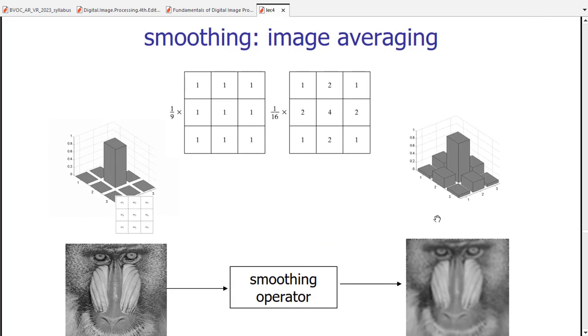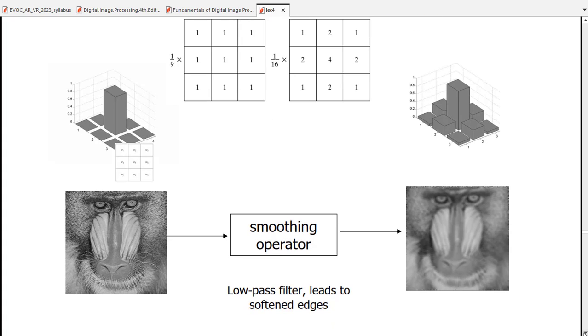Smoothing or image averaging. Here this is a smoothing operator, as opposed to sharpening. For smoothing, it's 1 by 9 times a kernel of all ones, and then 1 by 16 times different kernels with partially rounded values. So now we have 1 2 1, 2 4 2 and 1 2 1. Depending on these values, the smoothing operator works as a low pass filter, leading to softness of the edges. So we get a blurred or dull image from the smoothing operator.